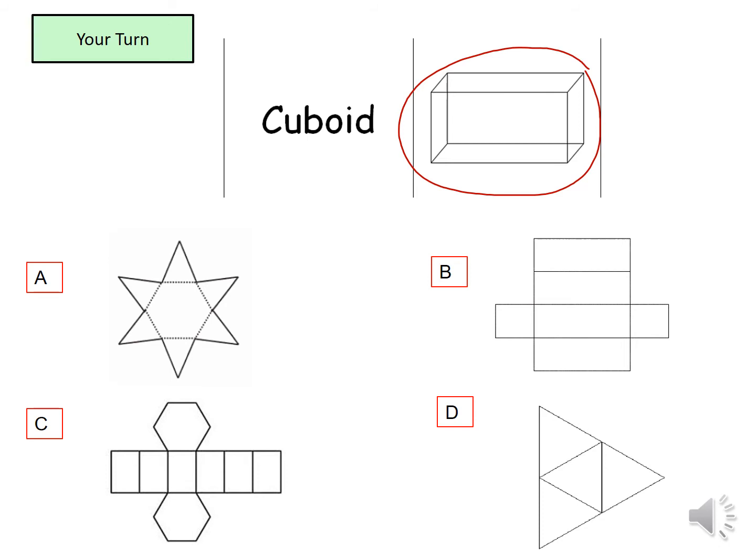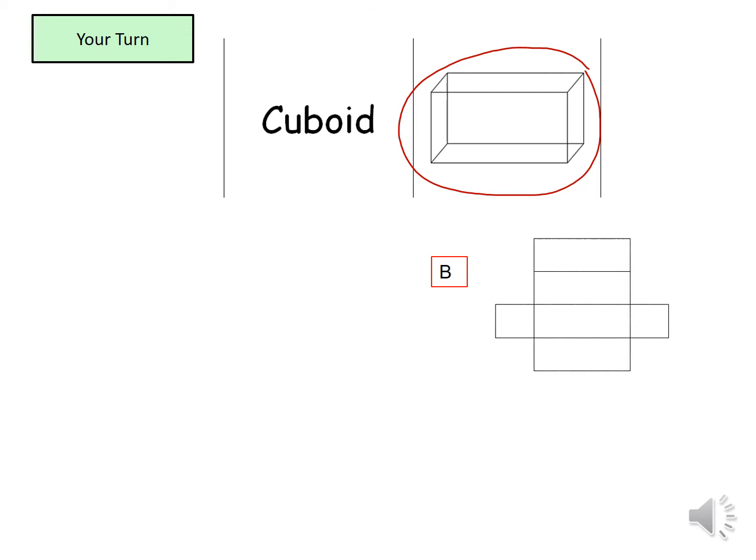Okay. Hopefully you've made an educated guess of what you think is the net. I'll be going through later on how we can decide which of these nets is the correct one. But for now, I'm just going to let you know that B is our correct net for a cuboid. If we cut all the way around this net and fold it, we would get the shape of a cuboid.